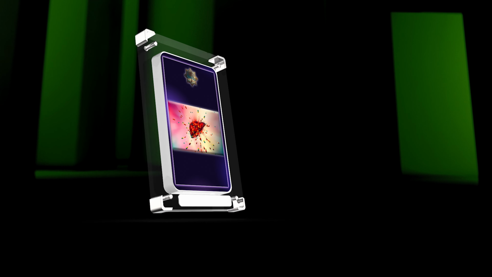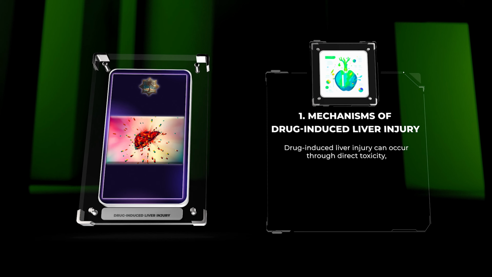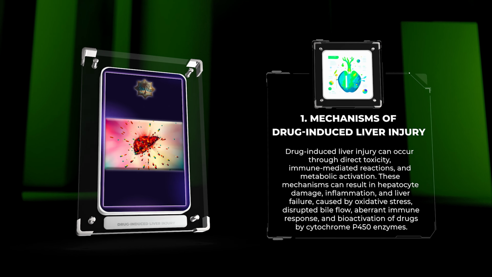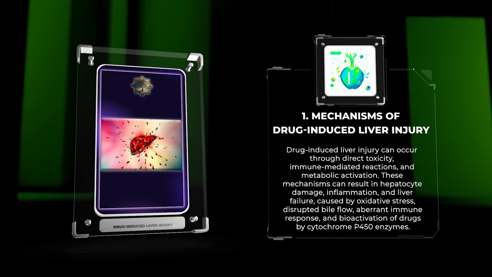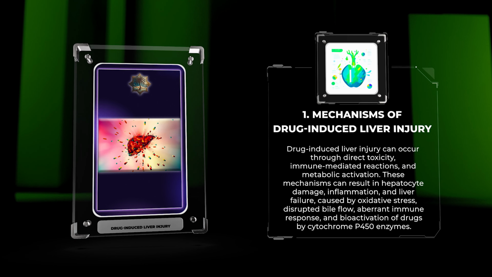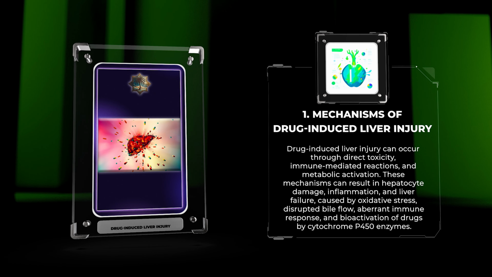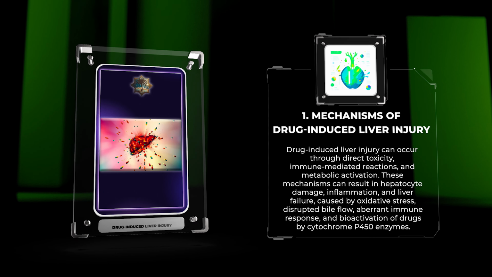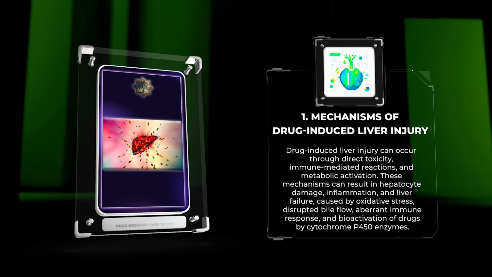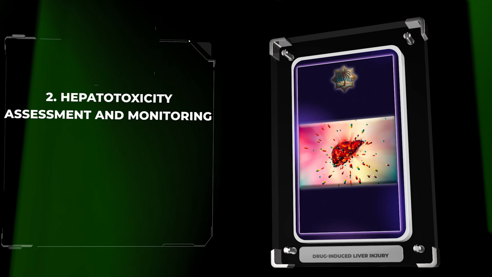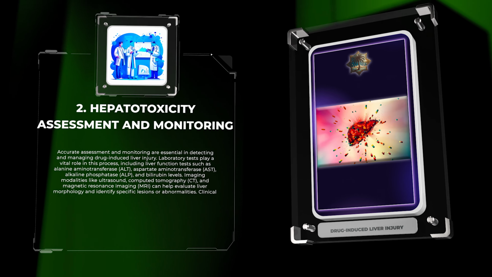Drug-induced liver injury can occur through direct toxicity, immune-mediated reactions, and metabolic activation. These mechanisms can result in hepatocyte damage, inflammation, and liver failure, caused by oxidative stress, disrupted bile flow, aberrant immune response, and bioactivation of drugs by cytochrome P450 enzymes. Accurate assessment and monitoring are essential in detecting and managing drug-induced liver injury.